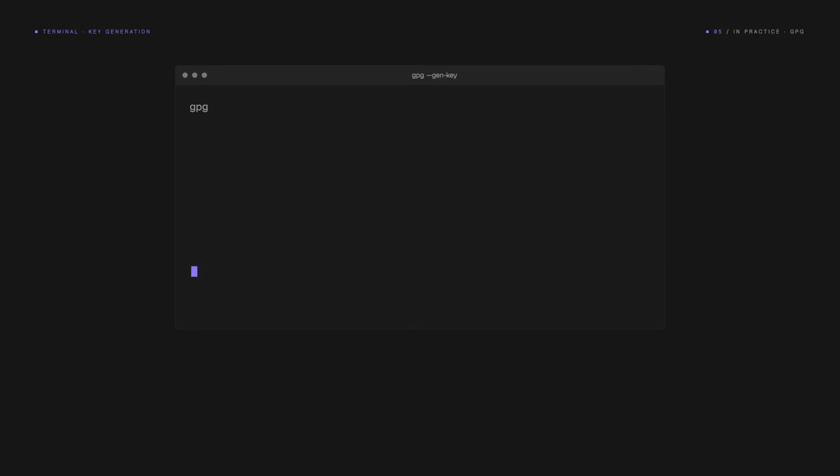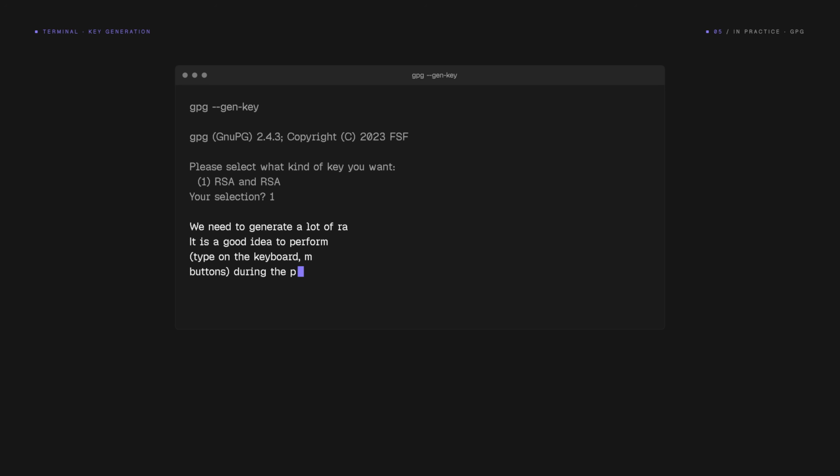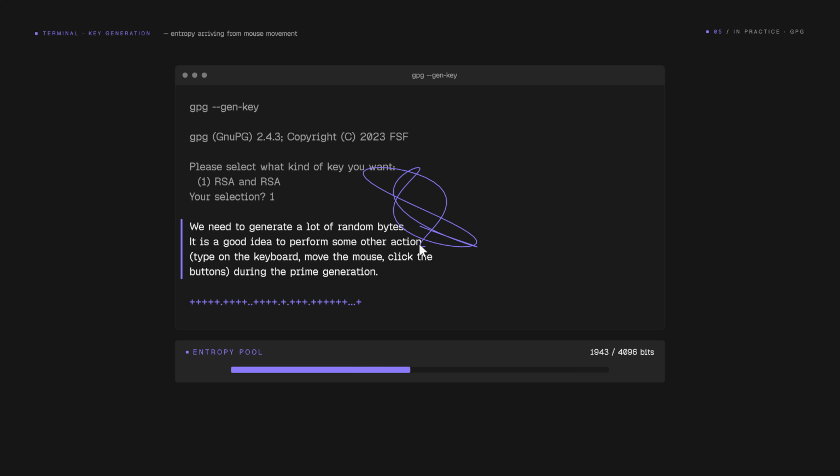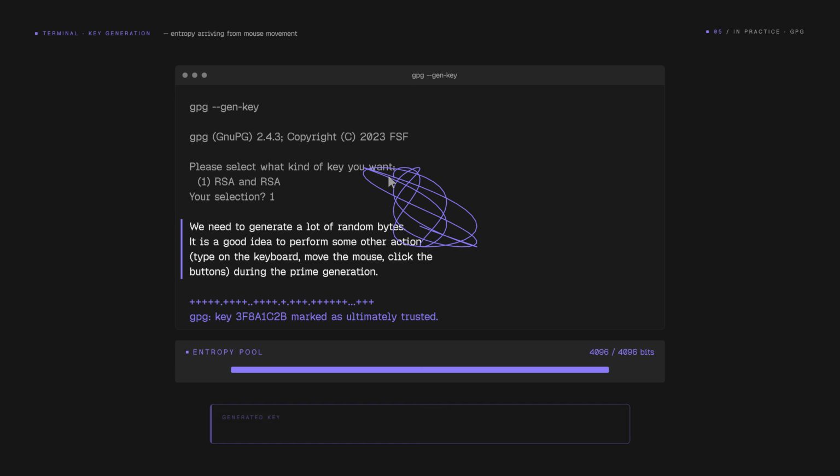This is exactly why you'll see tools like GPG tell you to move your mouse and press random keys while it generates a key. It's not a gimmick. The program is explicitly asking you to pump entropy into the pool because it doesn't trust what's already in there. Your physical movements are being converted bit by bit into cryptographic seed material.